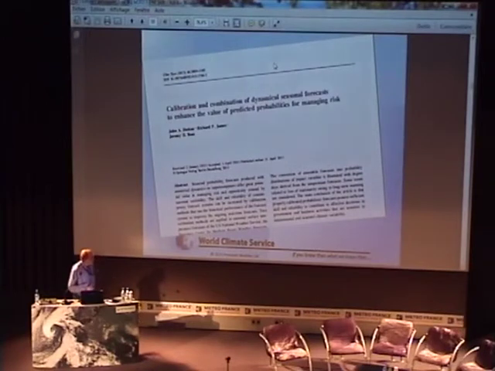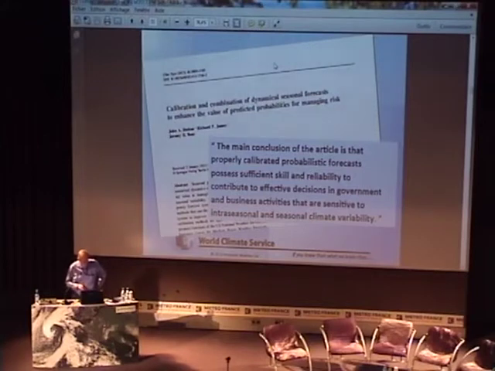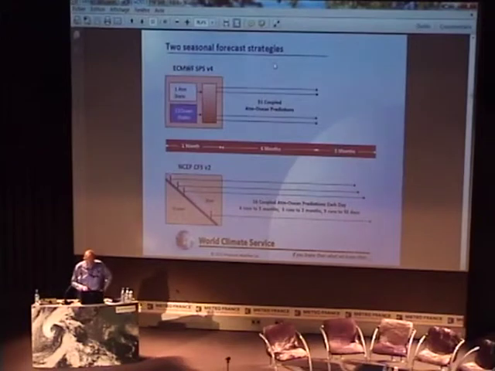We recently published a paper on this topic that was the result of a seminar sponsored by the National Weather Service, and the title is obviously somewhat similar to the title here, and the main conclusion of the article is that properly calibrated probabilistic forecasts possess sufficient skill and reliability to contribute to effective decisions in government and business activities that are sensitive to intra-seasonal and seasonal climate variability. Now, the way these forecasts are made, the ECMWF does it differently than the Weather Service.